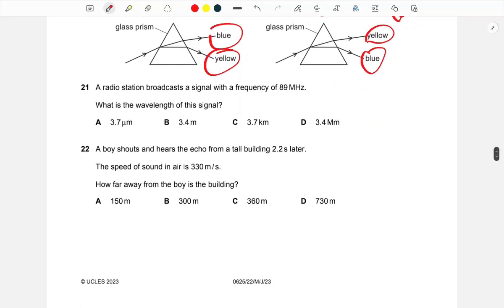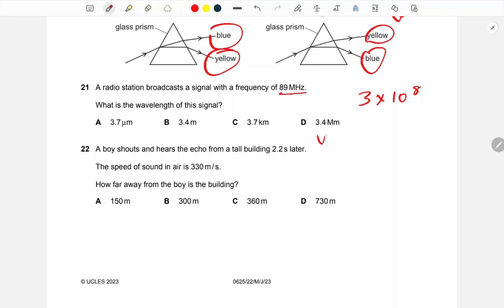Number 21. A radio station broadcasts a signal with a frequency of 89 megahertz. What's the wavelength of this signal? So to solve this question, first, we have to know what the speed of light in air is. So that is going to be 3 times 10 to the power of 8. And we have 89 megahertz.